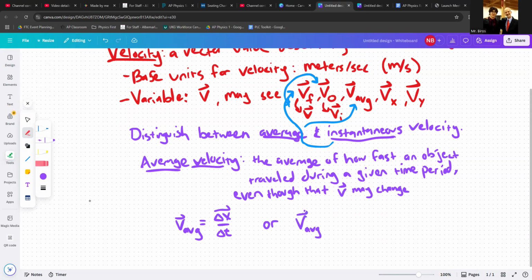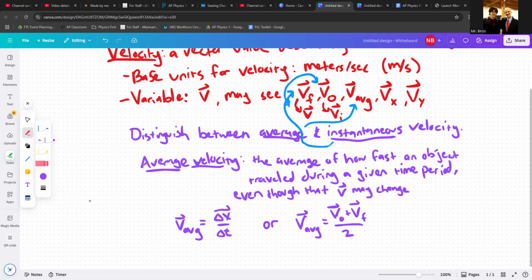So average velocity can also be found with your starting velocity plus your ending velocity, v initial plus v final, divided by 2. And that is a more basic way to take an average: add all the things up, divide by how many things there are. That's your basic mathematical average equation, right? Add everything up, divide by how many there are, and then you'll find the average.